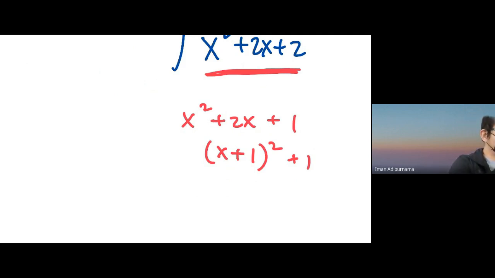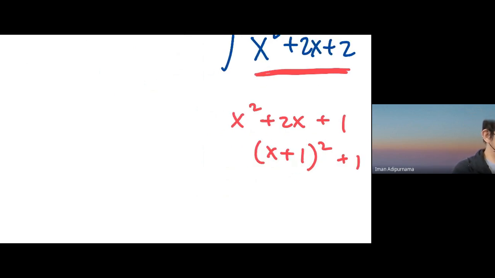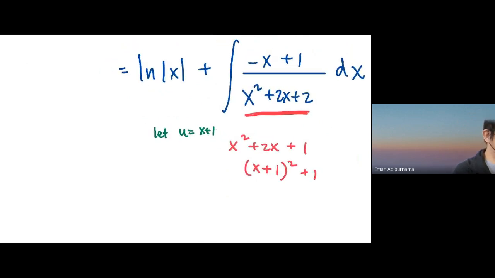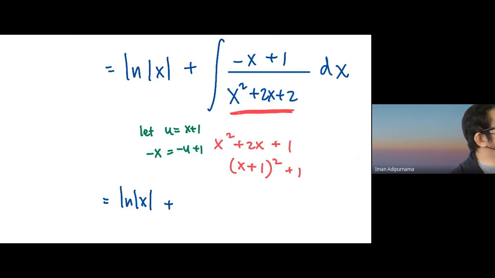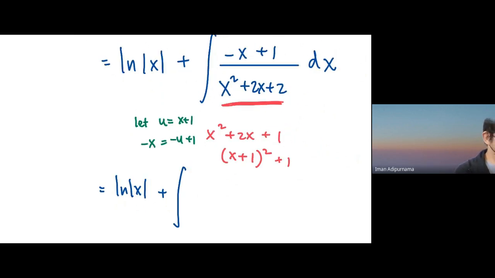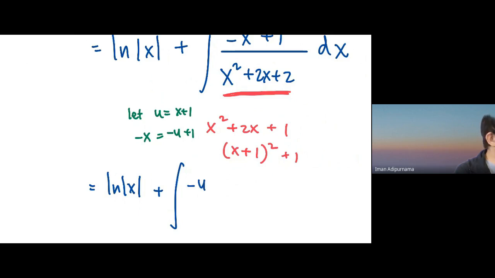Okay. Now let u be x plus 1. So the negative x will be negative u plus 1, right? So we can have this become plus. And du dx is just the same, because it's just x: du is equal to dx, so no problem in the derivative. This will be negative 1 plus 1 plus 1, so plus 2. The bottom one will be u squared plus 1 du.